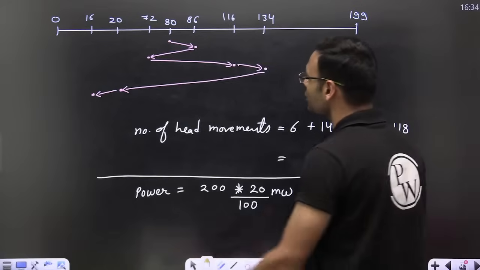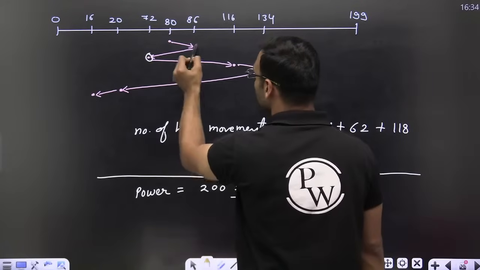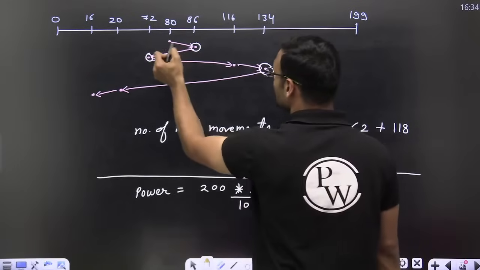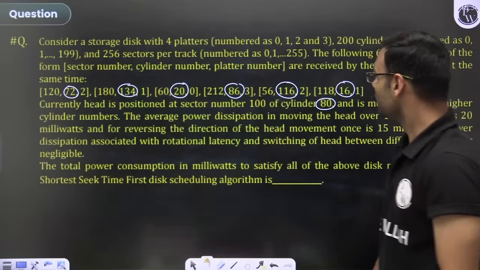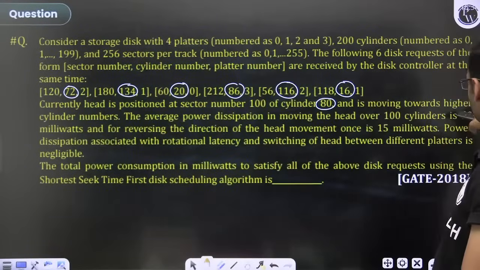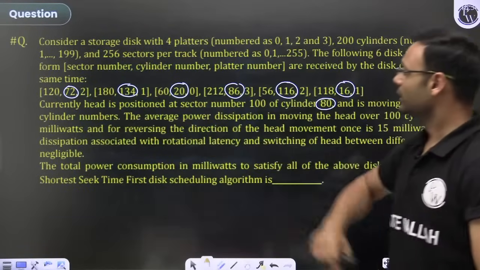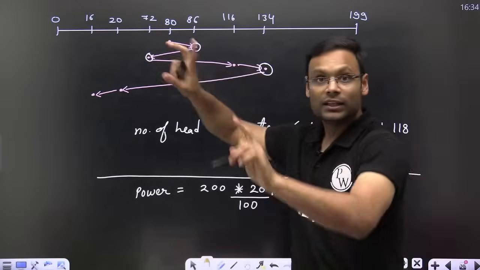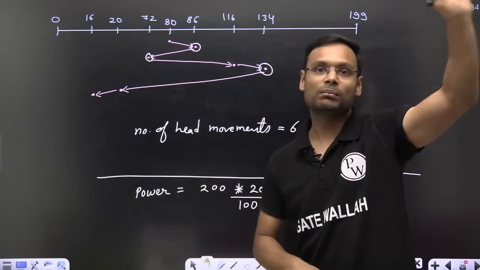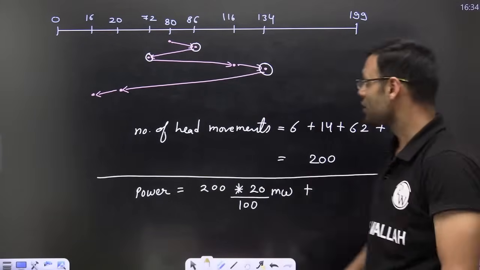How many times does the direction change? 1, 2 and 3 times. Here at 80, no. Why? Just because the head is moving towards the larger. Look at this. Moving towards the higher cylinder number only, as given in the question. So at 80, I am already going towards a higher number till 86. No direction change at 80.